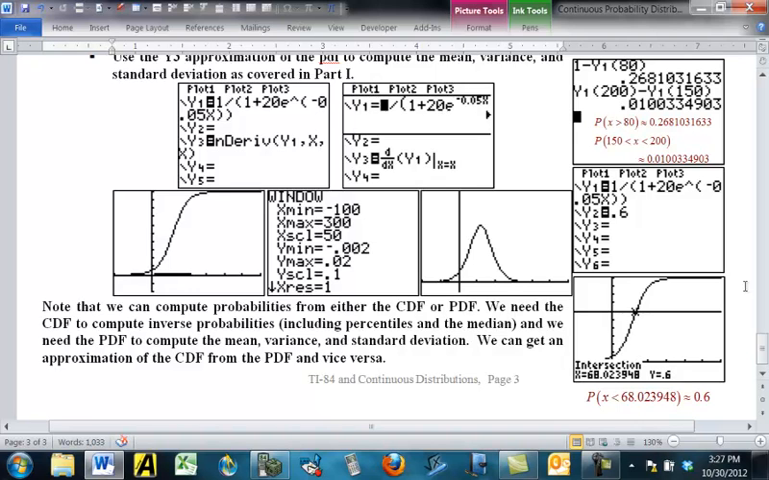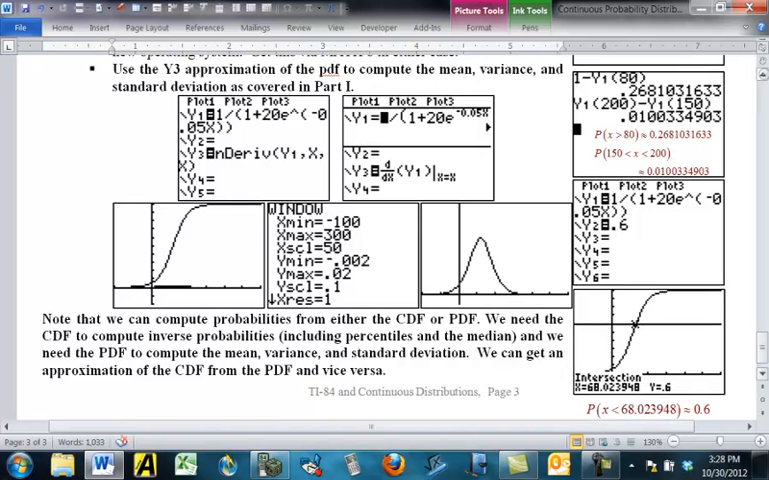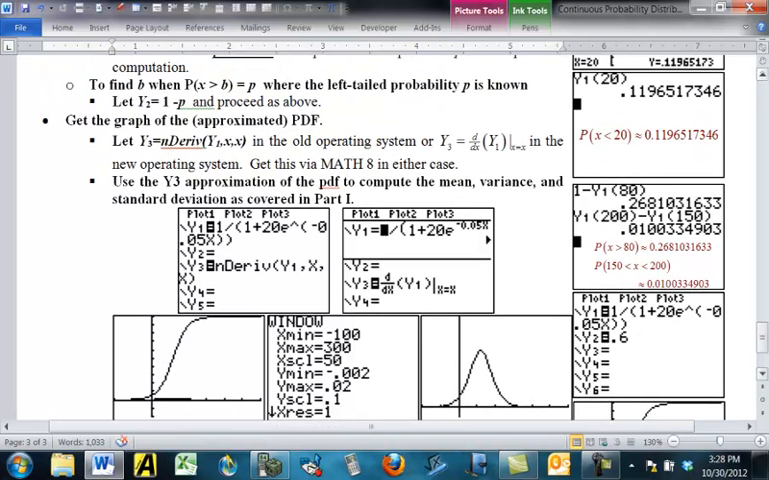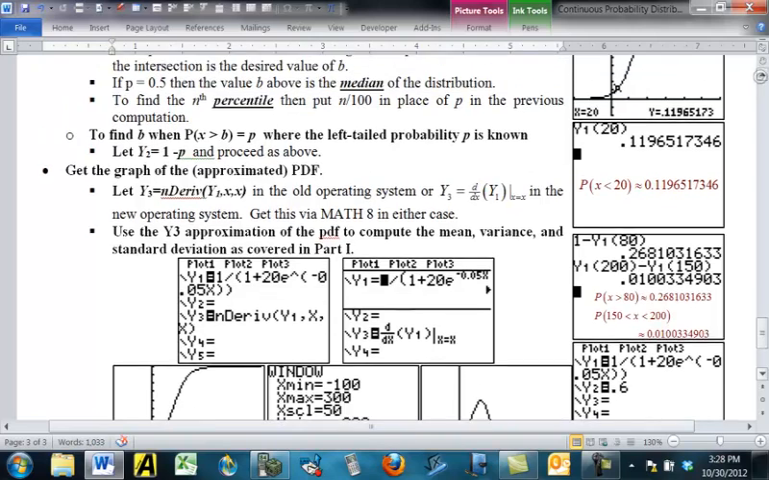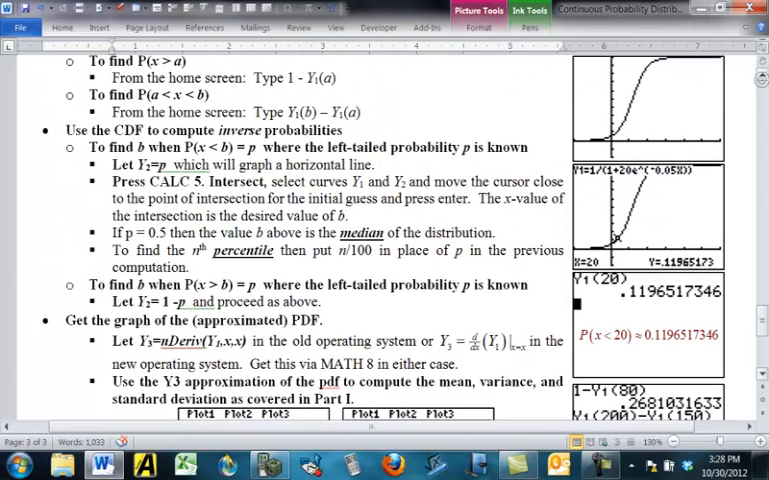Of course, if you let this y value be 0.5 instead of 0.6, now we're talking about the median. And so you do it the same way. You just put 0.5 there and get the median. So if you want to find the median, you first need to get your hands on the CDF, either know what it is or approximate it like we did before. To find the 40th percentile, you'd put 0.4 for your horizontal line and then do a calc intersect with the CDF and that horizontal line.